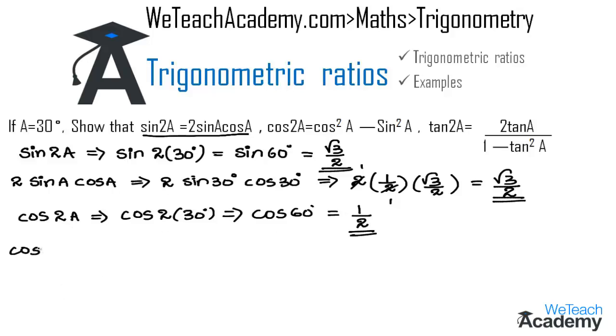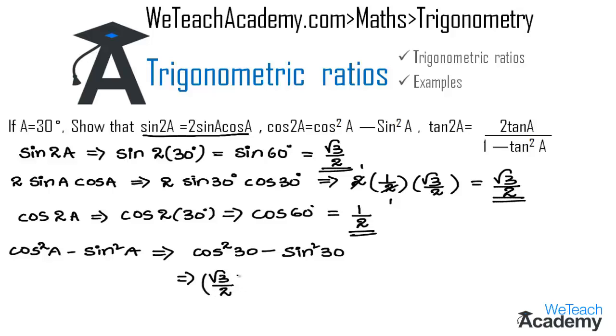And now let us consider RHS side, that is cos square a minus sin square a. And then substituting the value of a here, we get cos square 30 degrees minus sin square 30 degrees. So that implies we get here the value of cos square 30, that is root 3 by 2 whole square, minus the value of sin square 30, which is 1 by 2 whole square. So that implies we get here root 3 square, which is 3 here, divided by 2 square, which is 4, minus 1 by 2 square, that is 4.